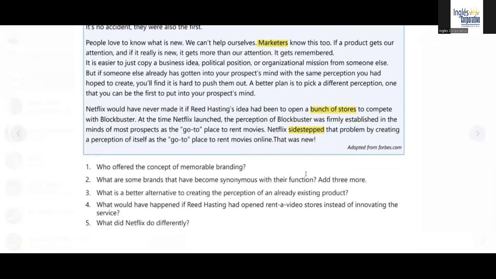Blockbuster was really hesitant to open and run a video store study internally. Blockbuster, right? Yes. At the time Netflix launched, the perception of Blockbuster was firmly established in the mind.